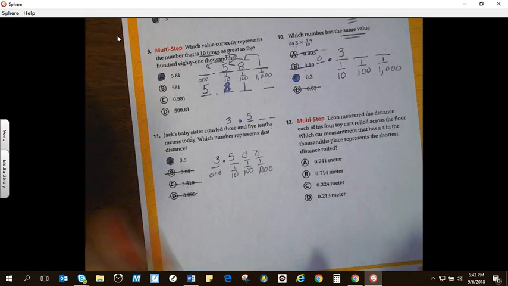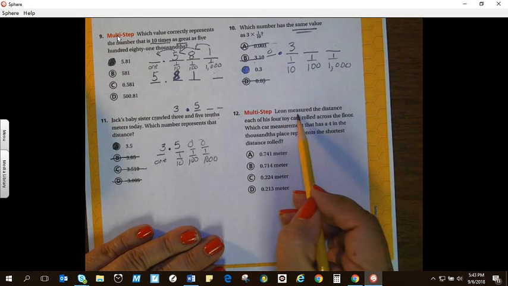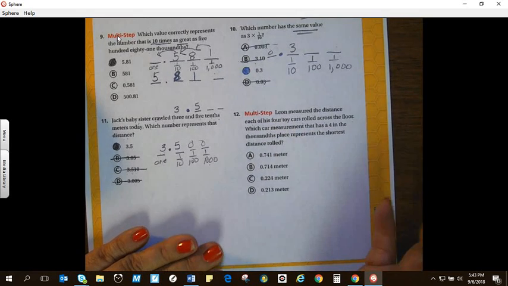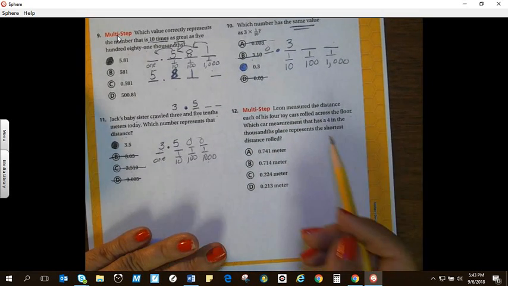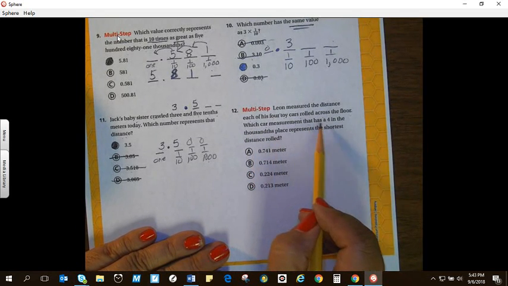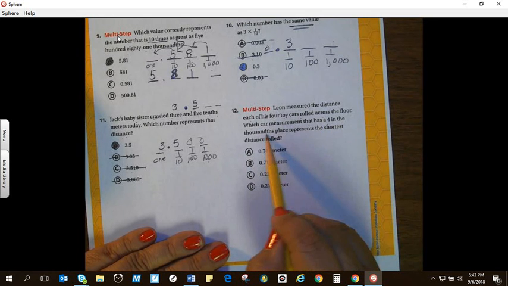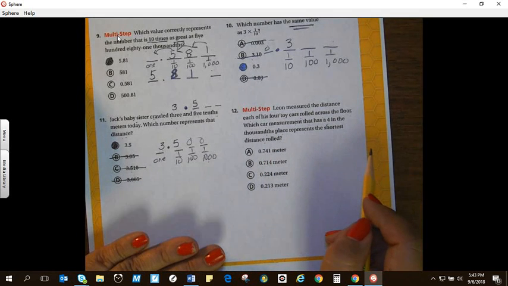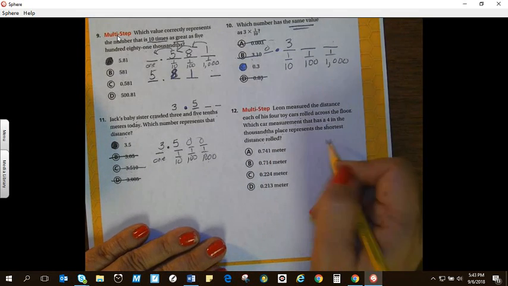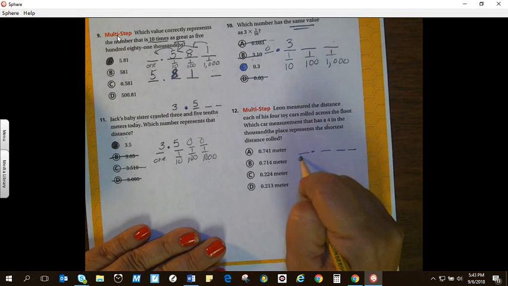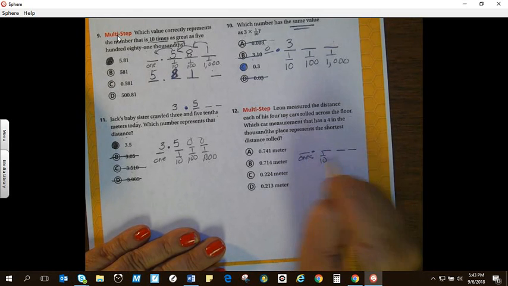And the last problem, multi-step problem, Leon measured the distance each of his 4 toy cars rolled across the floor. Now that's also going to be an experiment or an investigation we'll do in science in the next few weeks. Which car measurement that has a 4 in the thousandth place represents the shortest distance rolled? All right, so we're looking at the shortest distance. Well, first of all, this is the ones, 1/10, 1/100, and 1/1000.